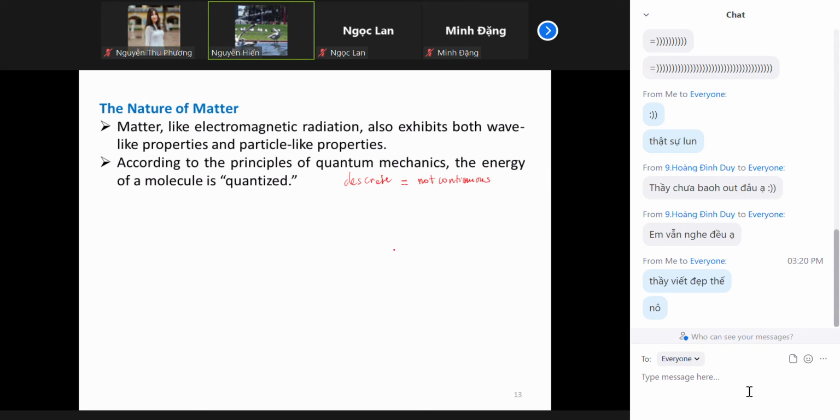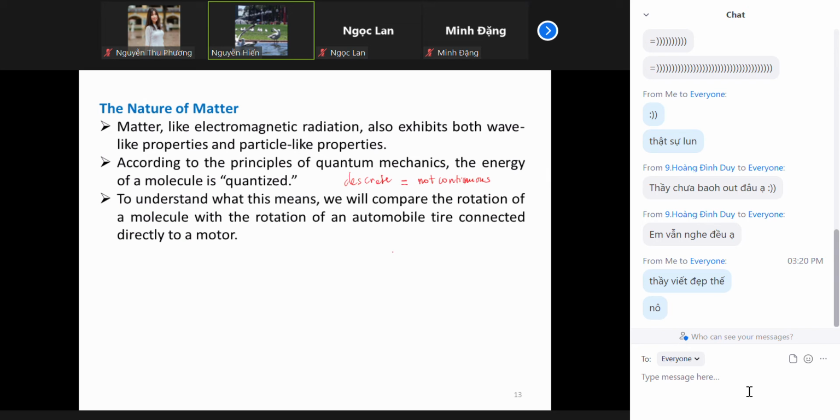Okay, so to understand what this means, we will compare the rotation of a molecule with the rotation of an automobile tire.